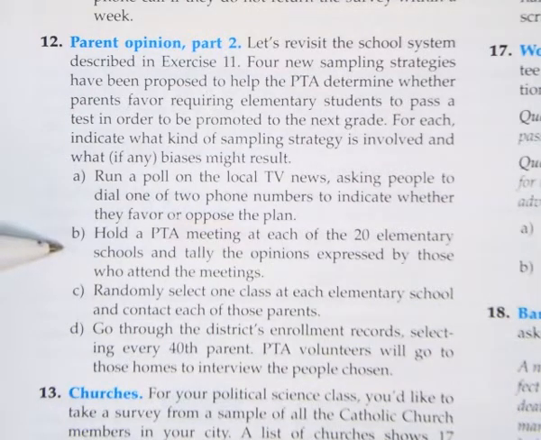Okay. B, hold a PTA meeting at each of the 20 elementary schools and tally the opinions expressed by those who attend the meeting. Okay. So this is probably going to lead to undercoverage because only those people with strong opinions will wind up going to the meeting. So in effect, it's a voluntary response sample. It's going to lead to a response bias, and that in effect is going to lead to undercoverage. Okay, because parents who are indifferent won't go to the meeting, so you're not getting their opinion.